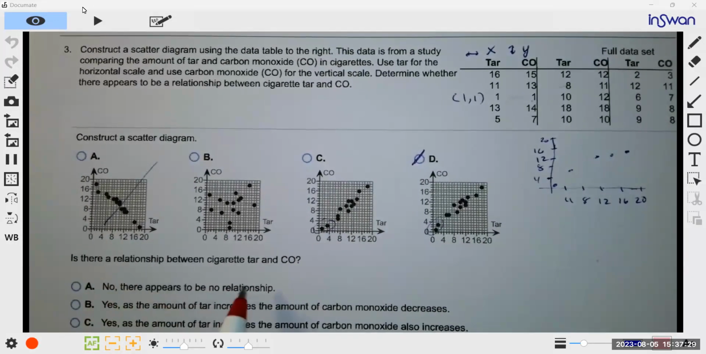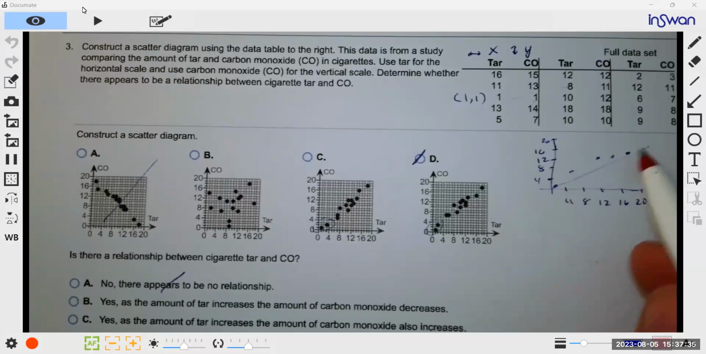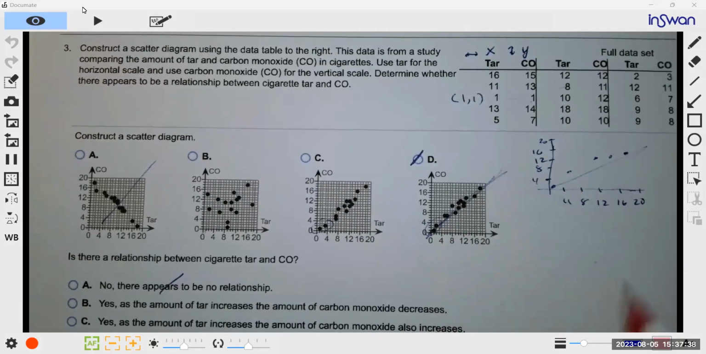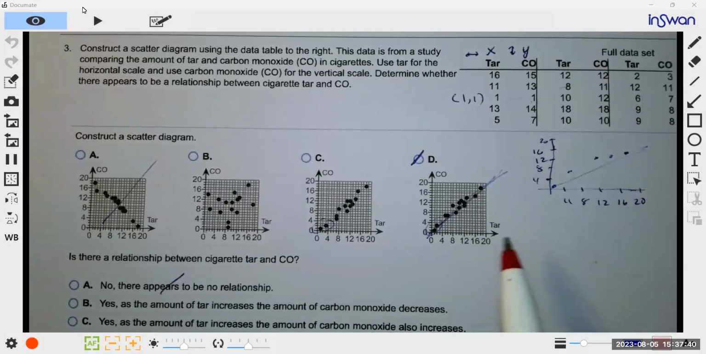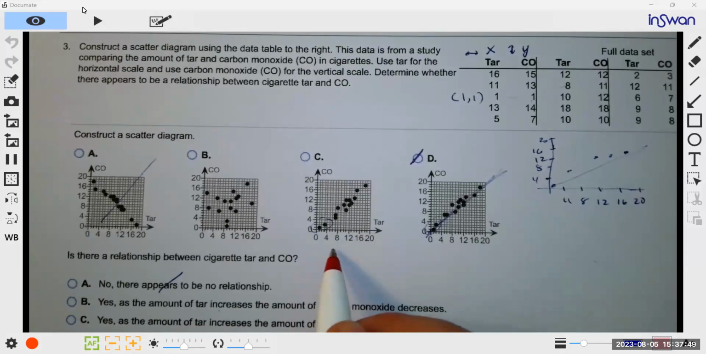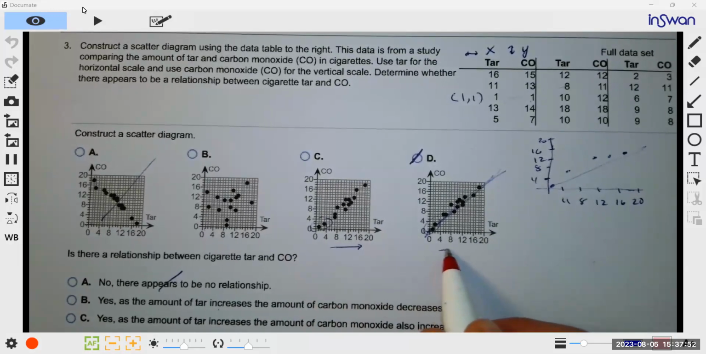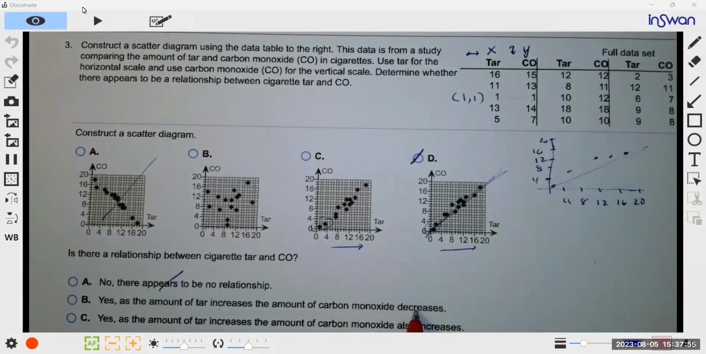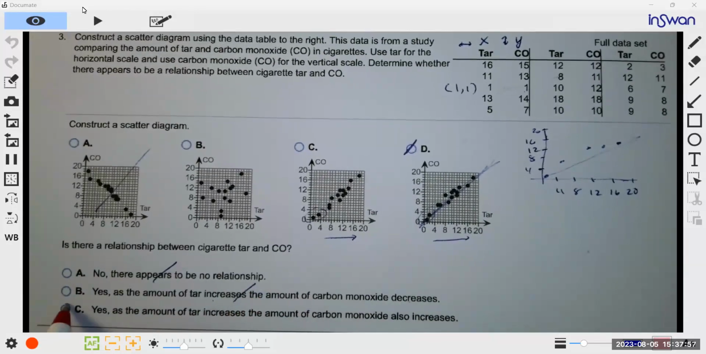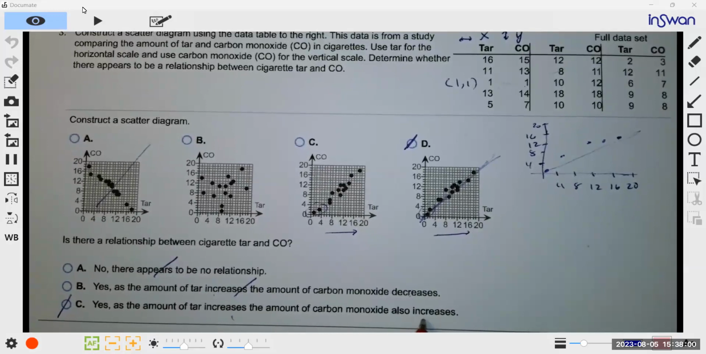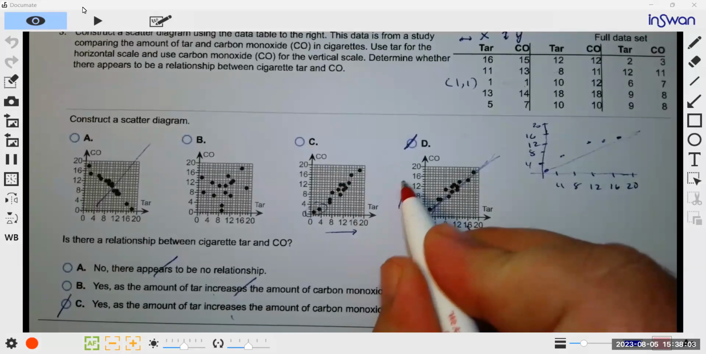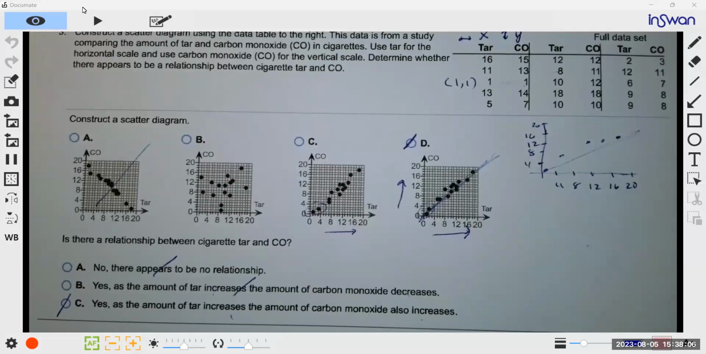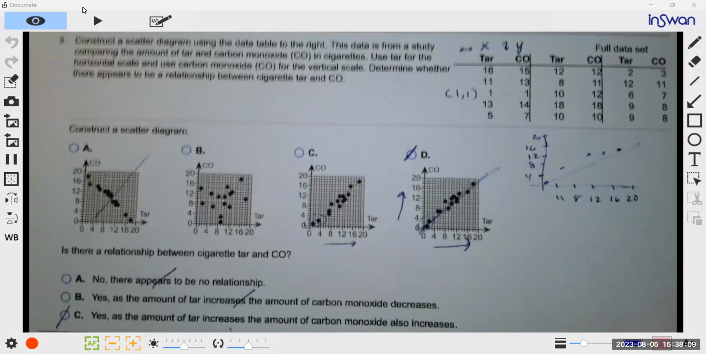Now, is there a relationship between the tar and carbon monoxide? No, that's not it. There is, because it looks like it's going up. So the more tar you have, the more carbon monoxide you get. As tar increases, the carbon monoxide decreases? No, that goes up. So it's got to be C: as tar increases, so does carbon monoxide. So it's D and C.